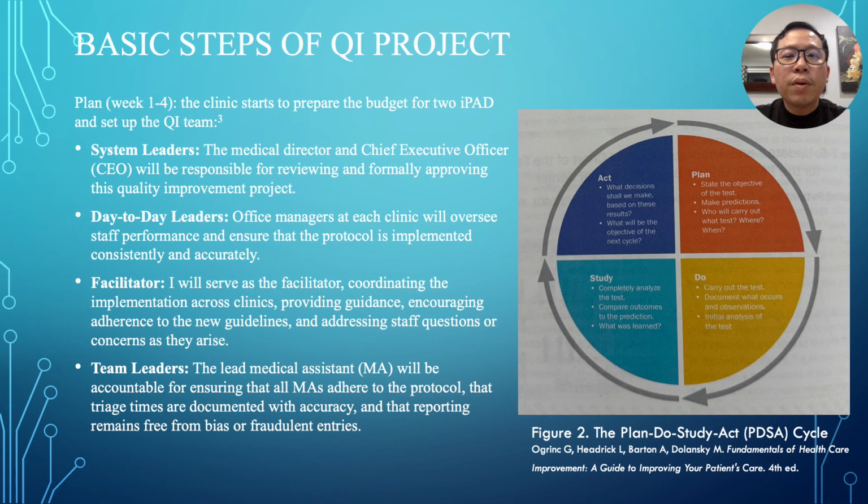Basic step of the QI project. Plan, weeks 1 to 4. The clinic starts to prepare the budget for the 2 iPads and set up the QI team. The system leader is the medical director. The CEO will be responsible for reviewing and formally approving this quality improvement project.